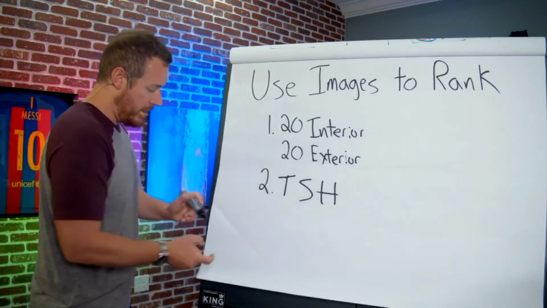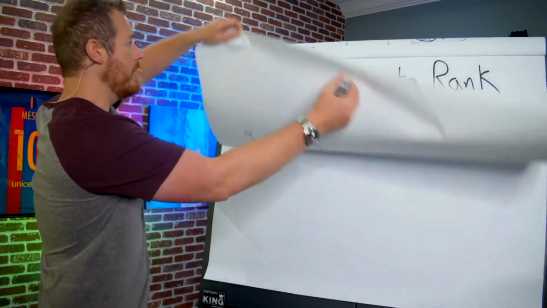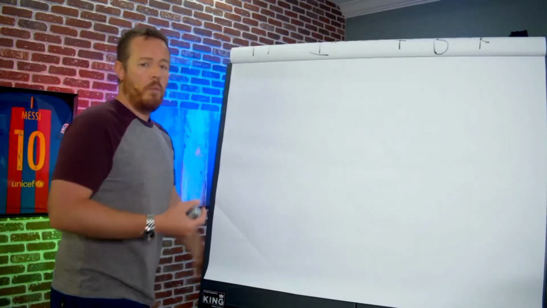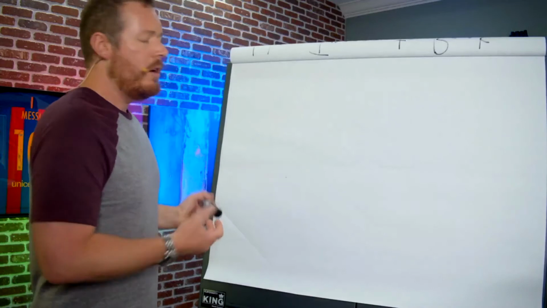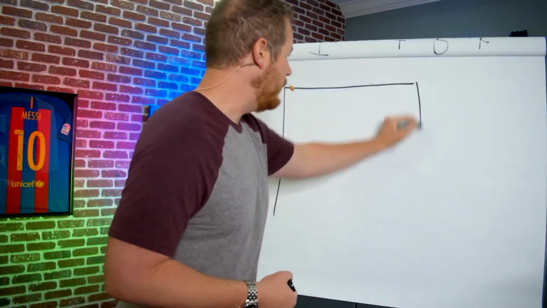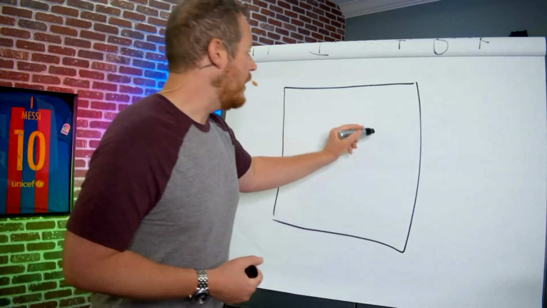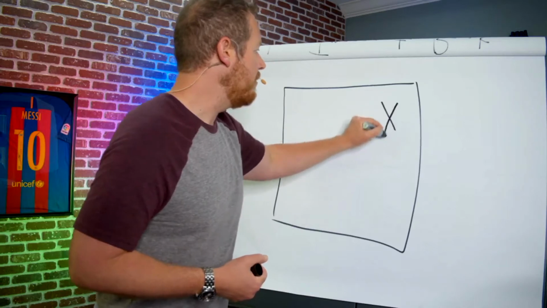Now, let me try to draw this out, and I'll see if I can show you exactly why this is important and how this works. When you're trying to rank in Google, let's say this is the area you're trying to serve, let's say this is your city, right? Now, let's say that your law firm is located right here.